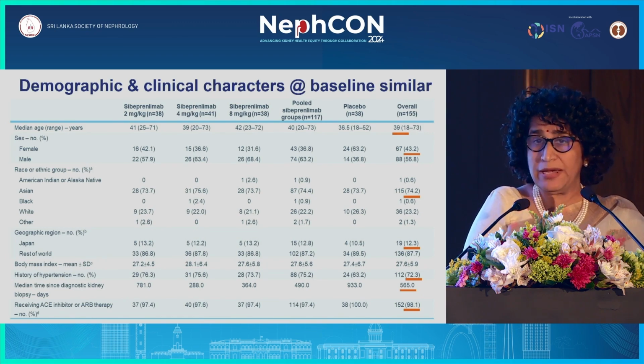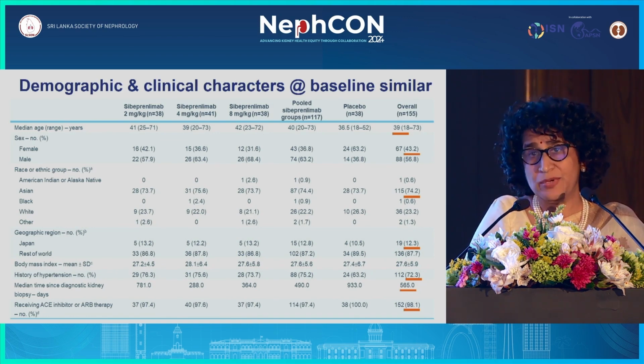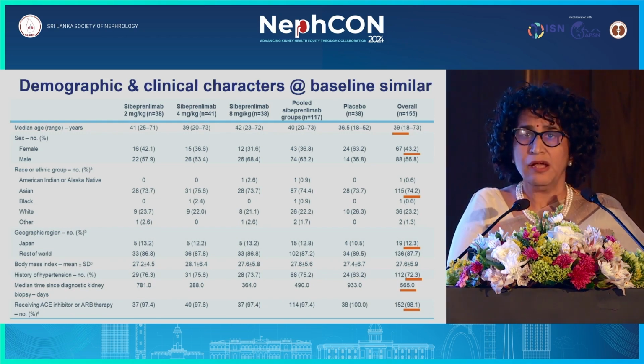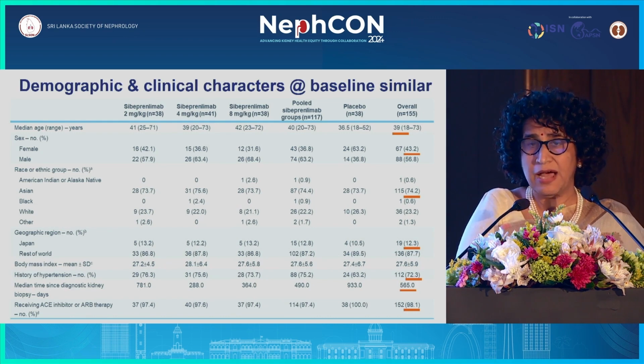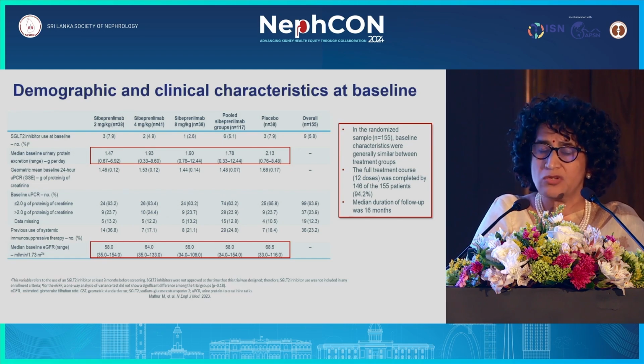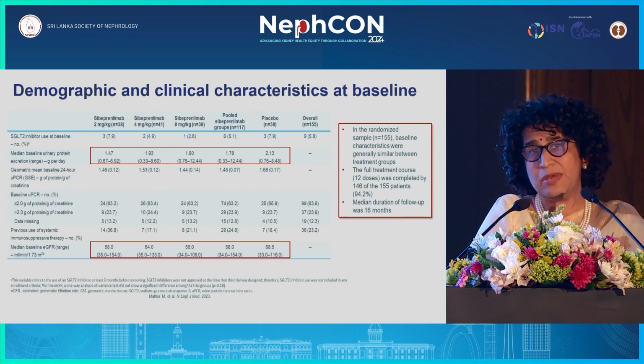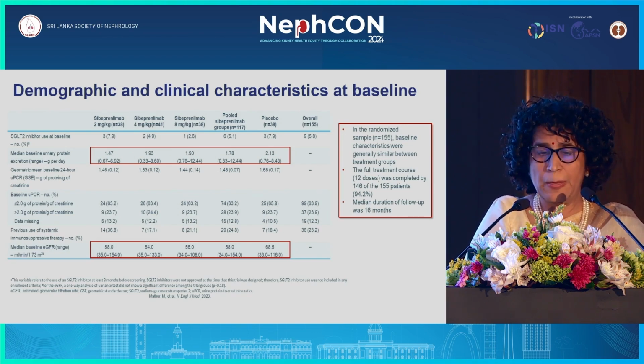Japanese formed 12.3% of the global cohort. 72% had a history of hypertension. The median time since diagnostic kidney biopsy was 565 days, and 98% were on baseline RAS blockade. So all groups were almost similar at baseline. The mean proteinuria at baseline was almost similar in all the 4 groups, around 2 gram, and the eGFR ranged between 56 to 68, which was almost similar across the 4 groups.